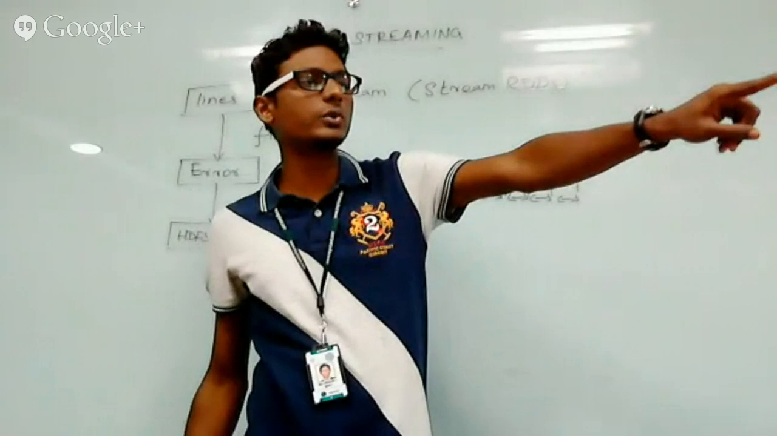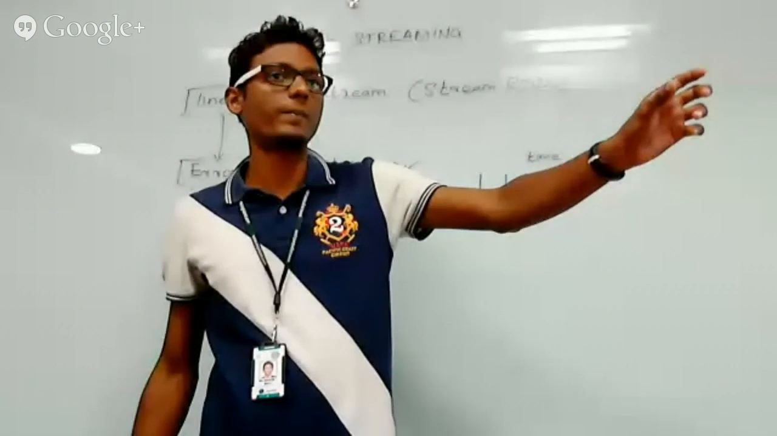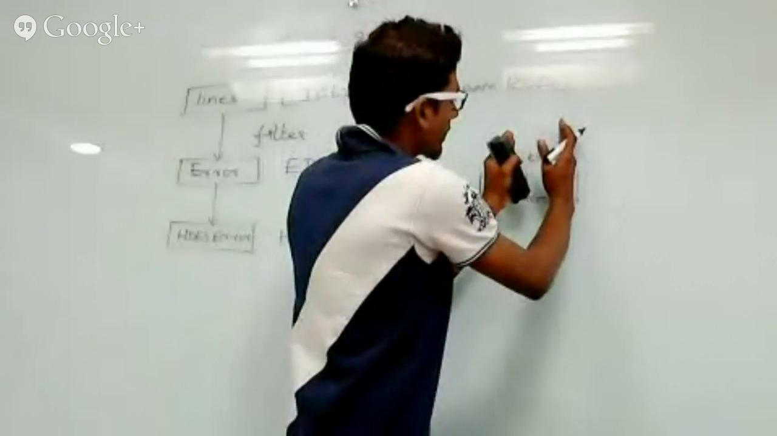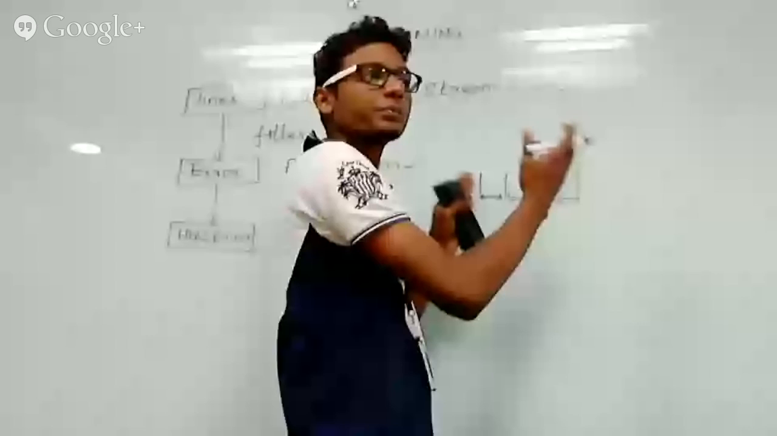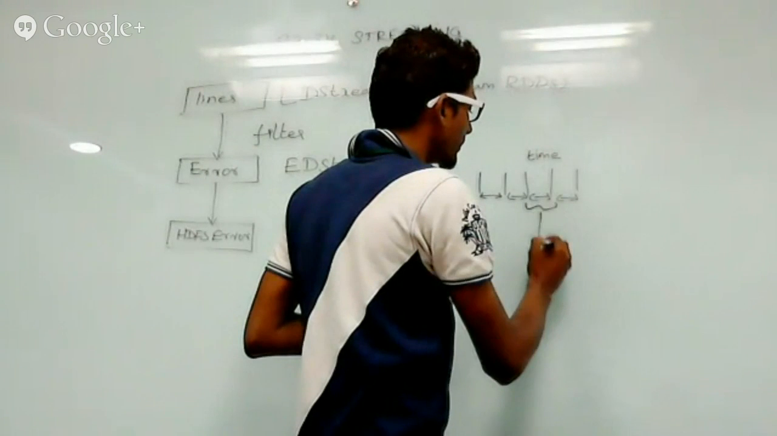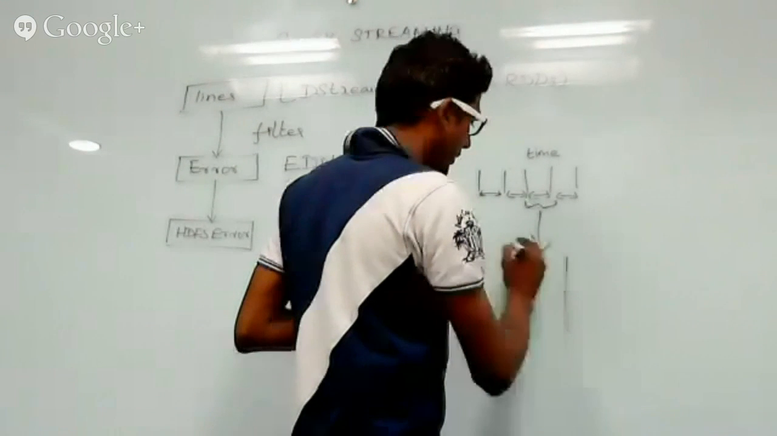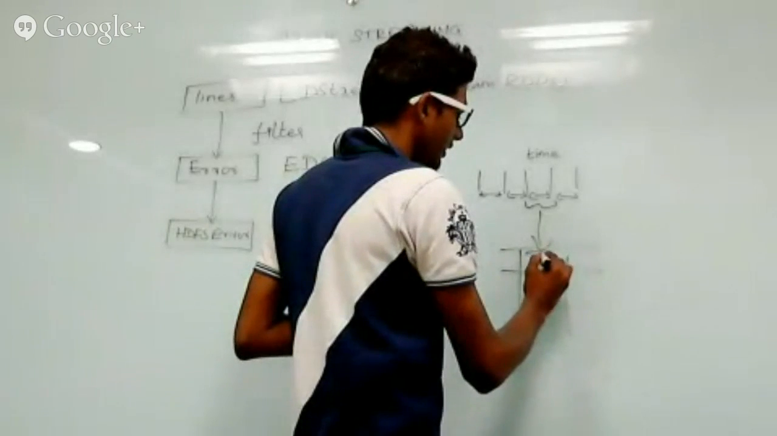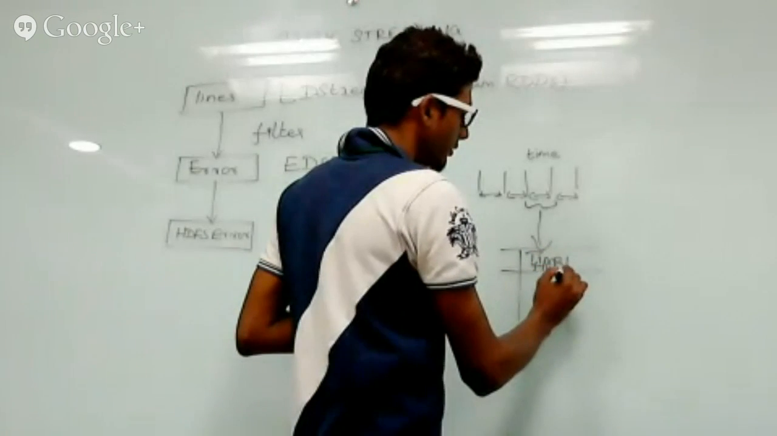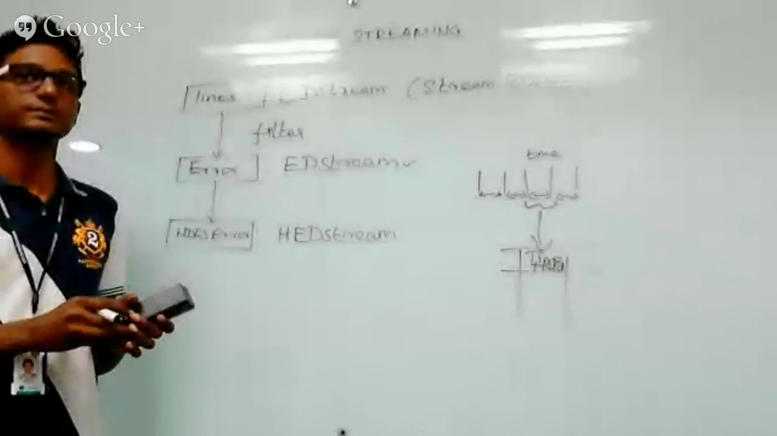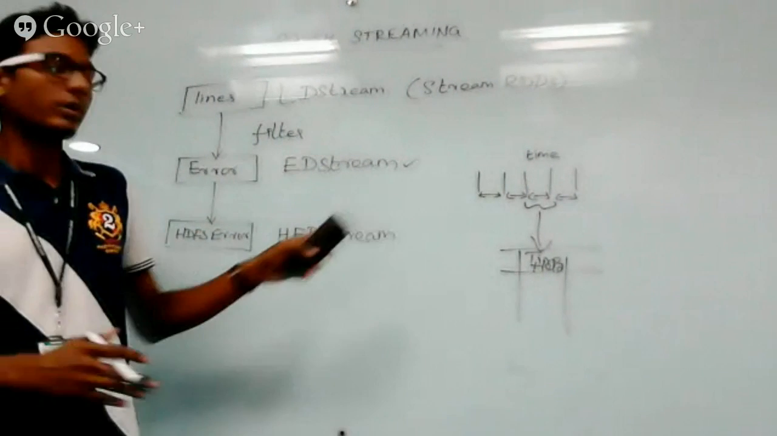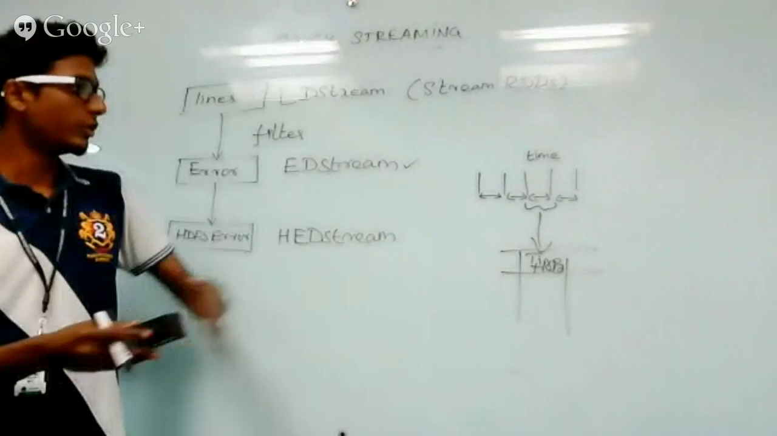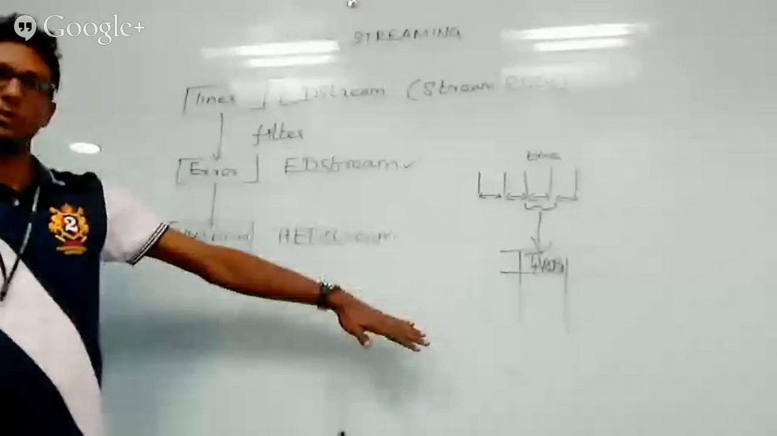Collect is one kind of action. Collect will take out the time field alone, the third column, and give it to you as a separate output. So you get only your time field. This is how it is done, and this is the normal workflow.